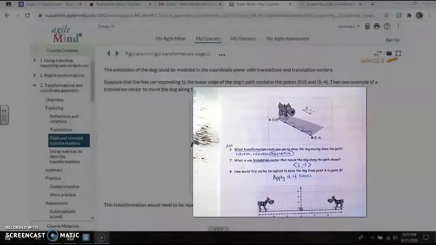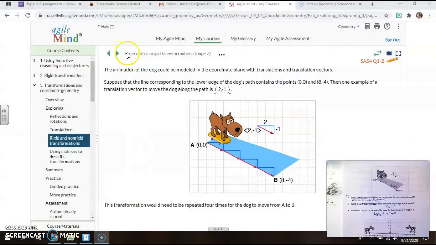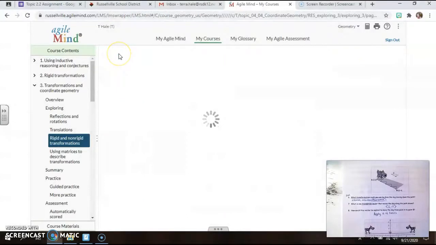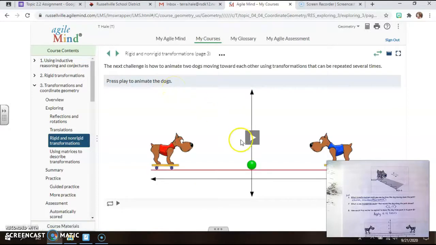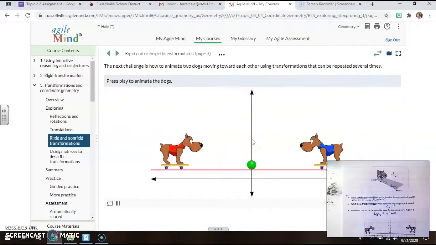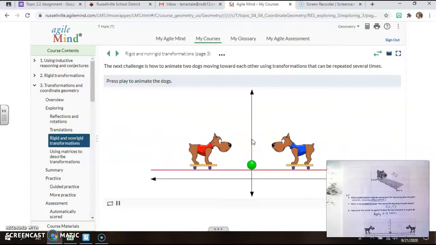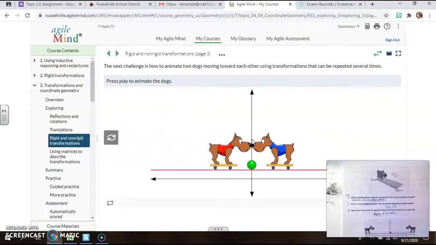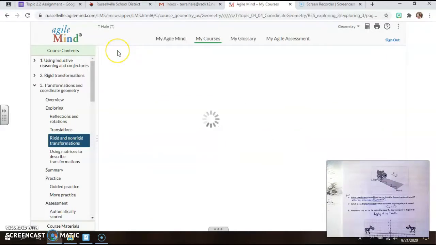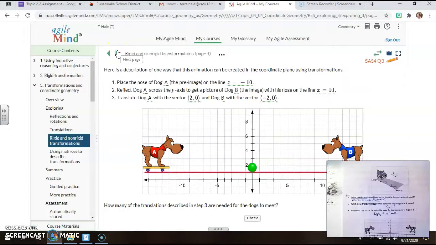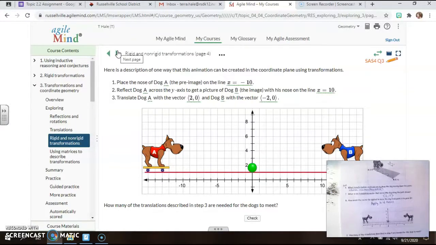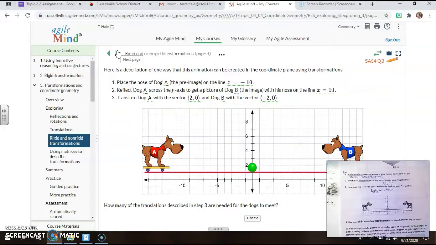Now the next animation is a little more complicated, but again, we're not quite up to the level of your games that you're used to playing. Here we have 2 dogs that we want to have move towards each other. So again, it's going to be helpful to put these dogs on a coordinate plane in order to describe the transformations that we need to do in order to get one from the other.